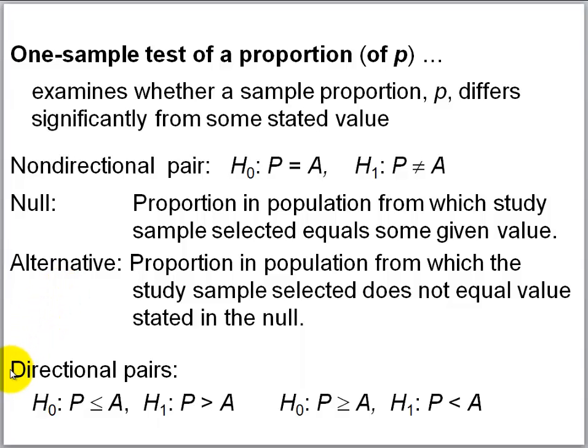The hypothesis pair can also be directional, and you can look at the bottom of the slide here to see the two ways that directional pairs can be formed. And again, as always, it is the alternative hypothesis that carries the direction of expectations. And again, we'd only use the directional pair in a situation involving strong expectation.